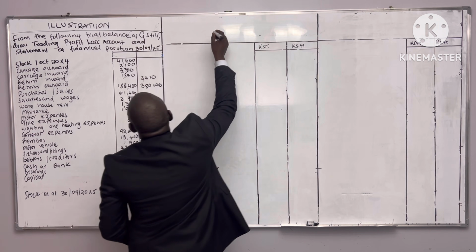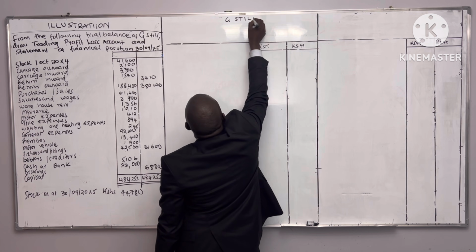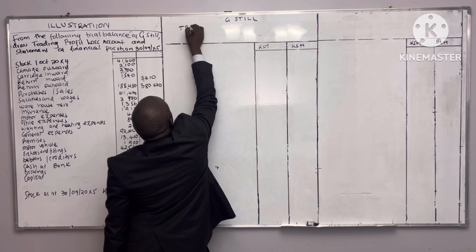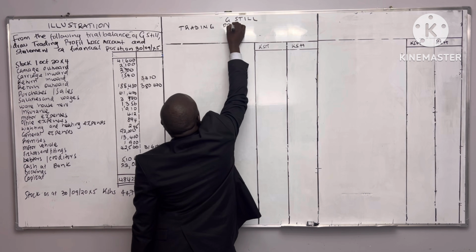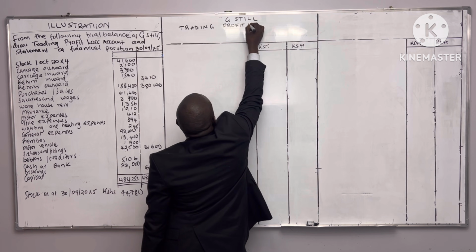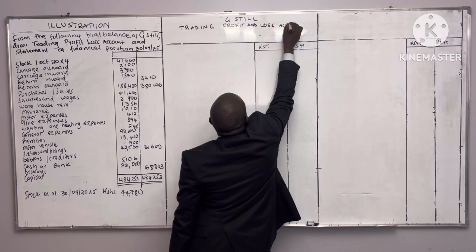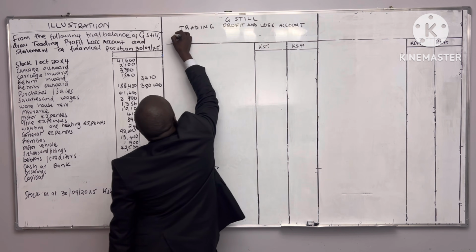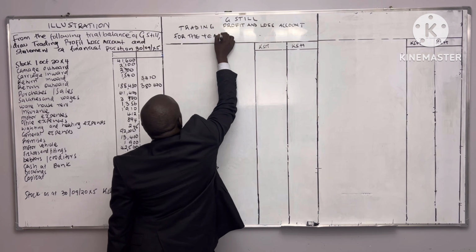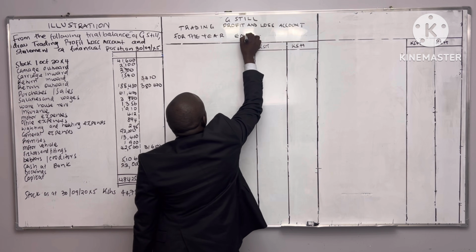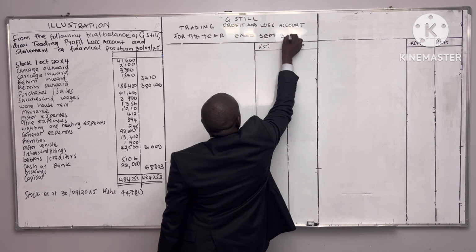So we start with the name of the business. The name of the business is G Steel. Then we have trading profit and loss account for the year ended September 30th.